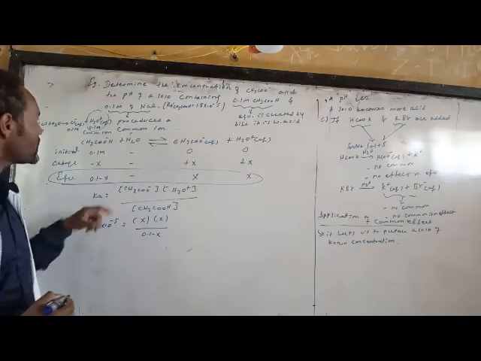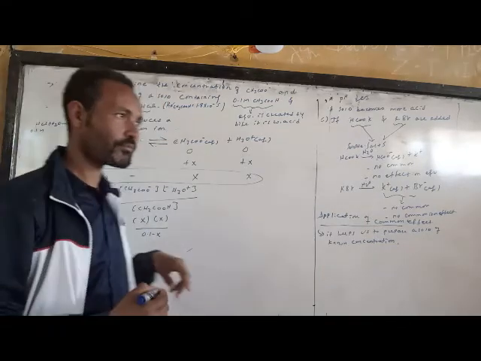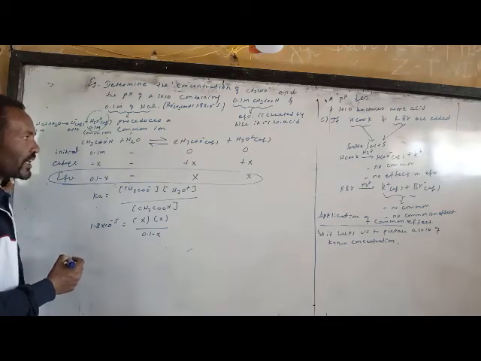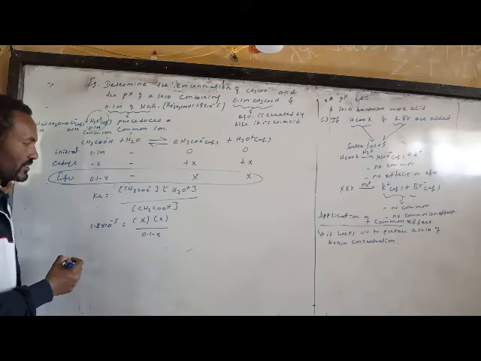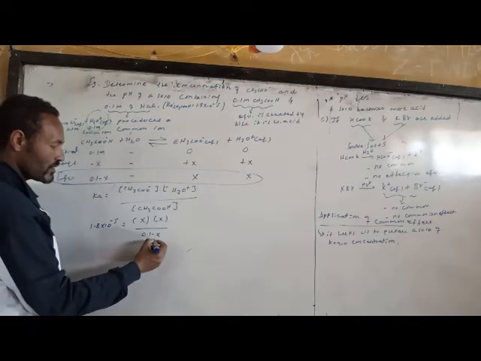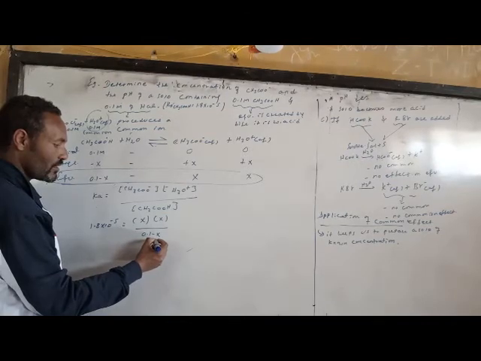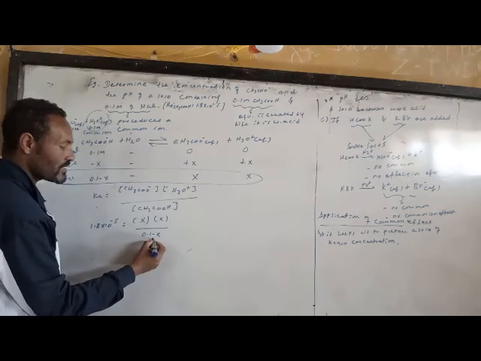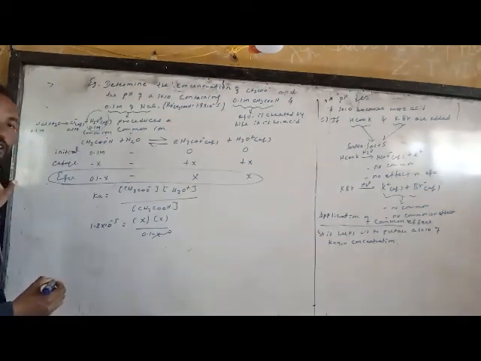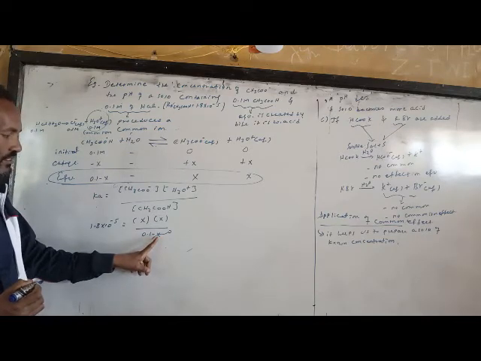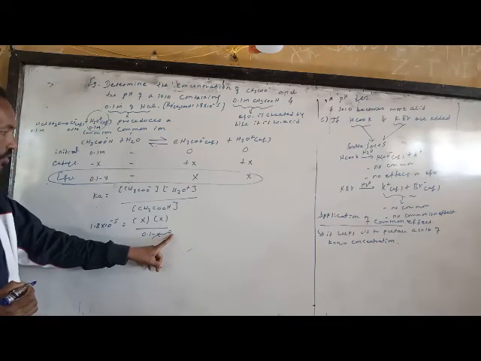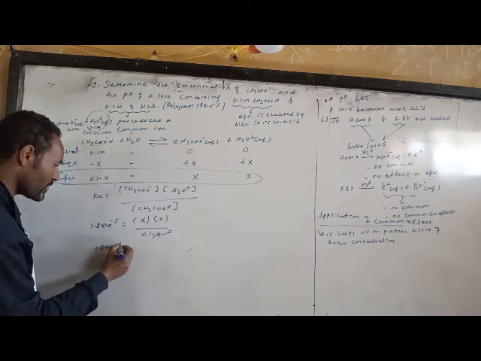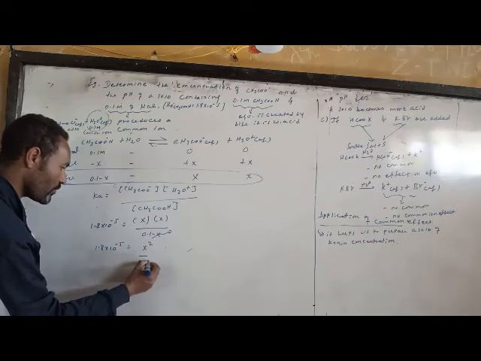Now, since acetic acid is a very weak acid, it dissociates very slightly. Usually, less than 5% of the acid is dissociated. This means we can ignore the concentration of the acid that is dissociated into ions. So this X must be ignored, or it is approximately 0. So we can make this X approach 0. So now it becomes 1.8 times 10 to the power minus 5, which is equal to X squared over 0.1.